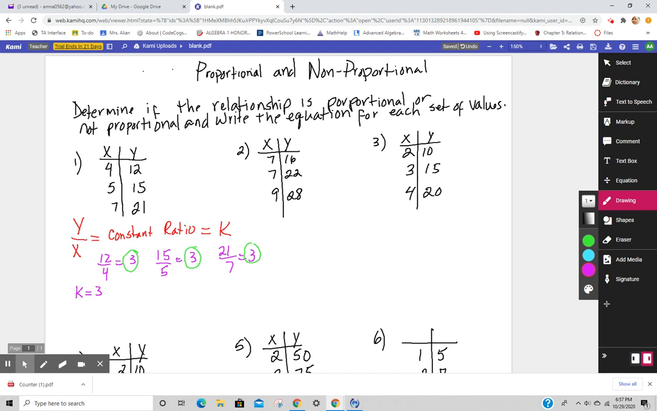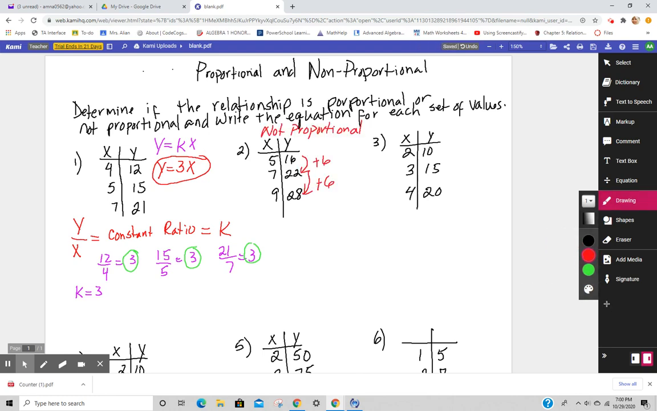To write the equation that goes with this relationship, we can use the equation of proportionality, which is y equals kx. And all we have to do is replace the k value with the constant ratio that goes with this set of values, and then we have our equation. So our equation is going to be y equals 3 for k, and x is just x. And this is the equation that goes with this set of values.